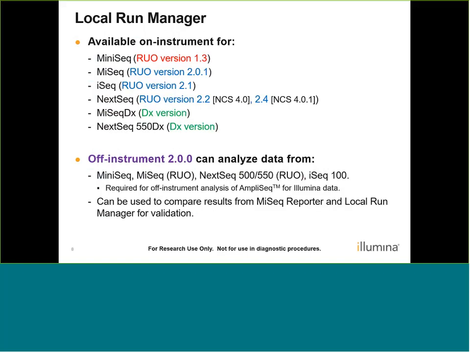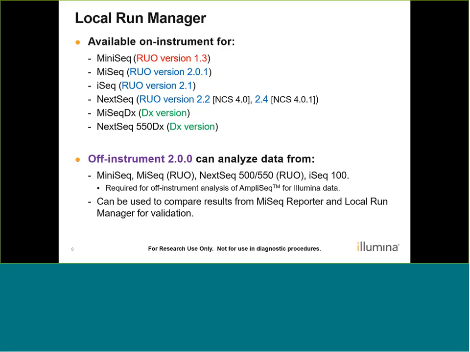There are several different versions of Local Run Manager currently available, and we're going to give an overview of each one of those. There is the MiniSeq, which is RUO version 1.3. The MiSeq, iSeq, and NextSeq each have versions of version 2. And then there are specific DX versions for MiSeq DX and NextSeq DX. We also have an off-instrument version, version 2.0, and this can be used to analyze data from our benchtop sequencers on a separate PC. So again, that's the MiniSeq, MiSeq RUO data, NextSeq RUO data, and the iSeq.